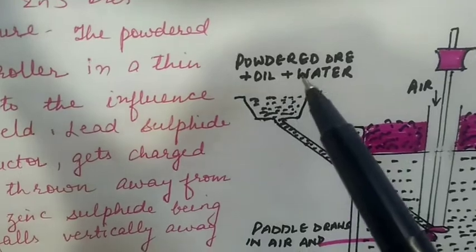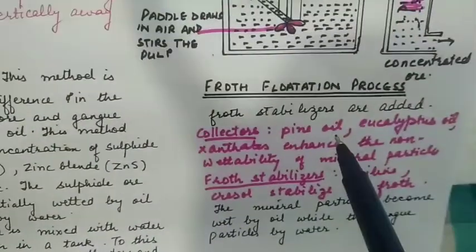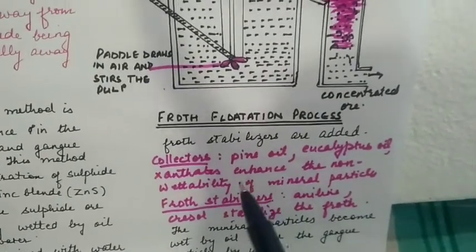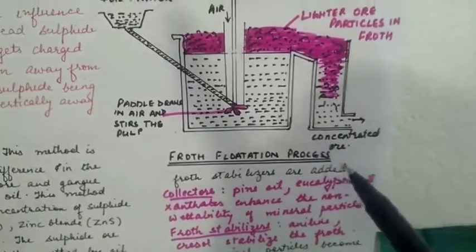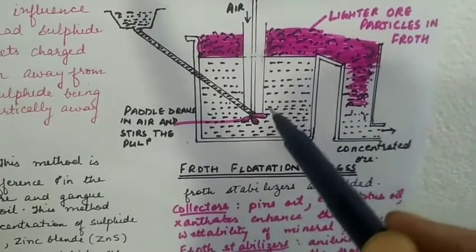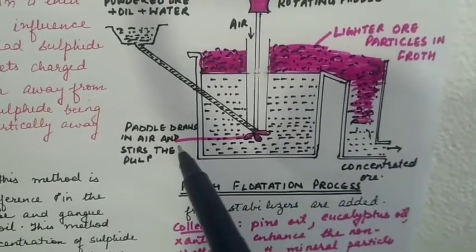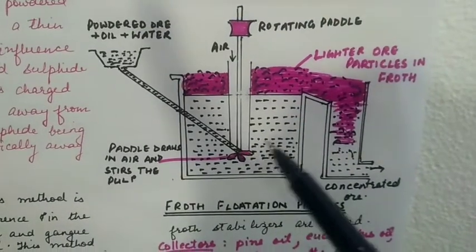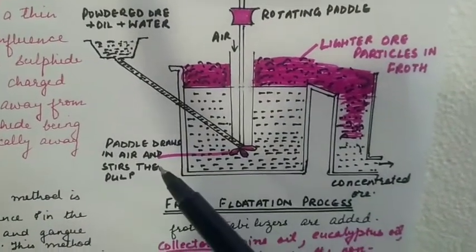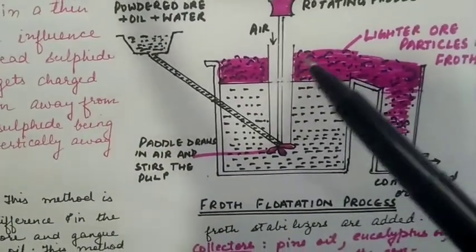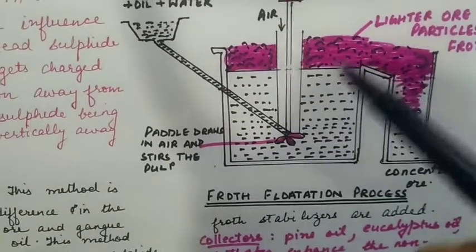The powdered ore is mixed with oil and water. The collectors that are used are pine oil, eucalyptus oil, xanthates. These enhance the non-wettability of mineral particles, so the mineral particles will not get wetted with water. Instead, they get wetted with oil. And when a rotating paddle is moved over here, it draws in air and stirs the pulp. Because of stirring, the oil and air mix together and form froth.